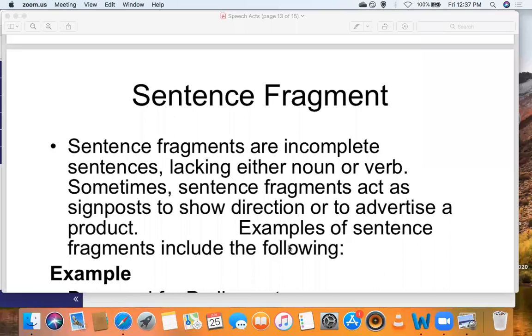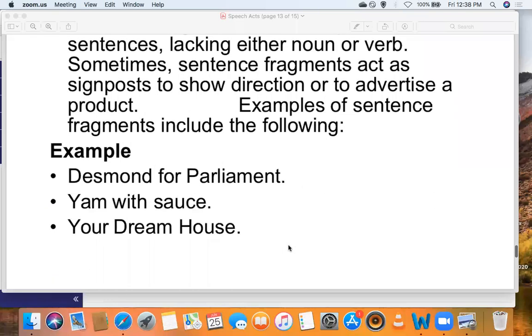So we're saying that sentence fragments are incomplete sentences, lacking either a noun or a verb. Sometimes sentence fragments act as signposts to show direction or to advertise a product. So examples of sentence fragments include what? Desmond for Parliament. When you look at Desmond for Parliament, what is it lacking? I think it's lacking a verb. And then you see the second example, yam with sauce. So either the sentence is lacking a noun or it's lacking a verb. That's why it's incomplete. We call it a sentence fragment.